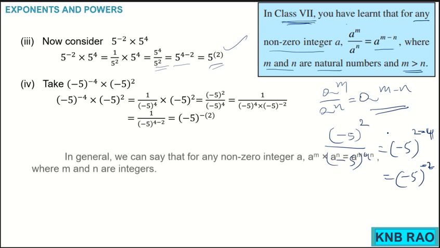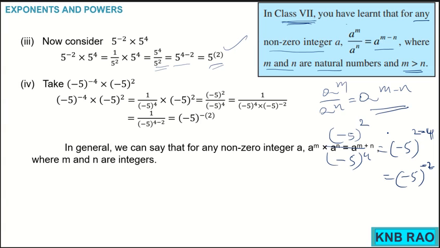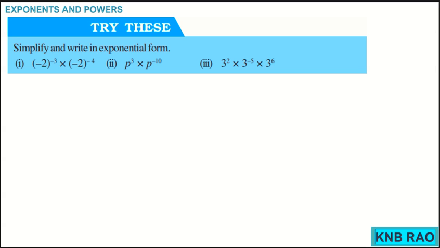So, in general, a power m into a power n is equal to a power m plus n, where m and n are integers. We have learned this for natural numbers. Now we are generalizing in class 8 that it is true for integers too, when powers are integers. Now, children, it is time to do some work on what we have learnt. Try these, simplify and write in exponential form.